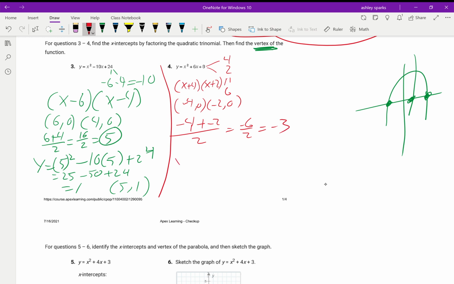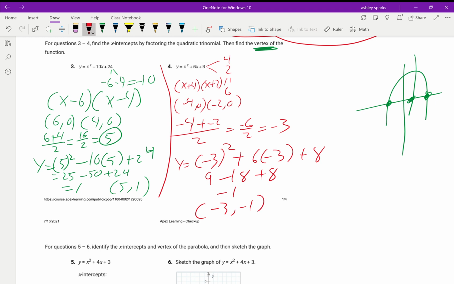So we're going to plug in our negative 3 to our equation. Negative 3 squared plus 6 times negative 3 plus 8. That's going to give me 9 minus 18 plus 8, which would give me negative 1. So this would be the point negative 3, negative 1 for our vertex. With these parabolas, we need to have these 3 points to be able to graph them. Again, you can also graph them using a calculator, which I'll show you a bit in class, which might make this a lot easier for you.